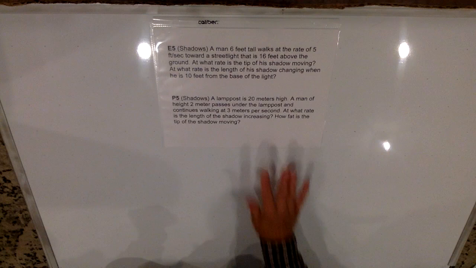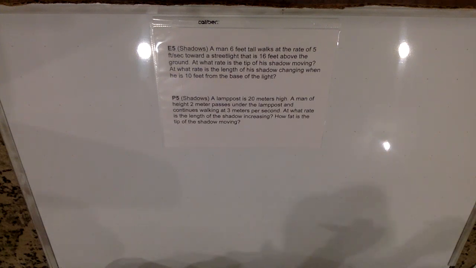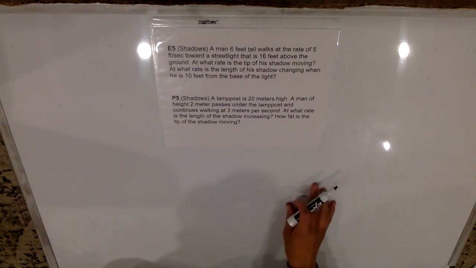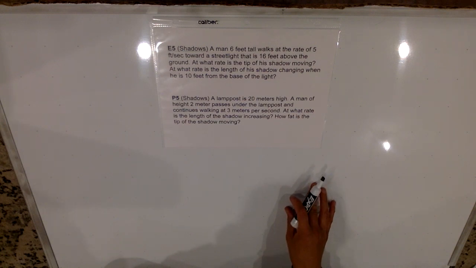All right. E5 P5 are going to be about shadows. So in E5, a man 6 feet tall walks at a rate of 5 feet per second toward a streetlight that is 16 feet above the ground. At what rate is the tip of his shadow moving?